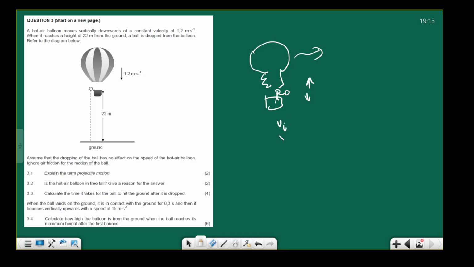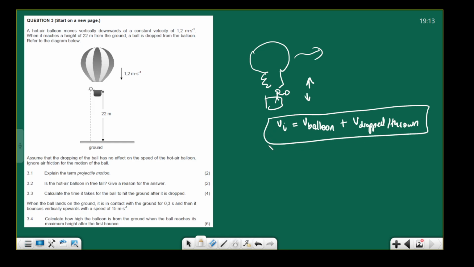So how do we get the initial velocity? It is going to be a vector sum: the velocity of the balloon plus the velocity at which the object was dropped or thrown. This is the initial velocity when you're working with hot air balloons. You must make sure that you choose direction, because if you don't, you're going to get wrong answers.